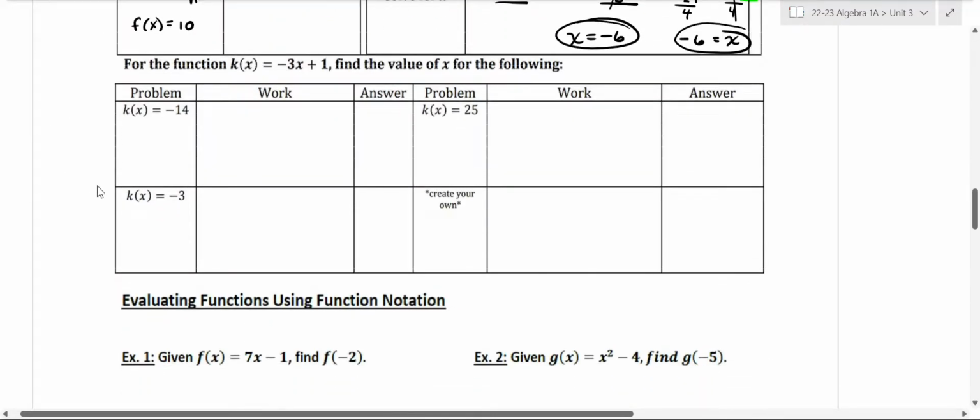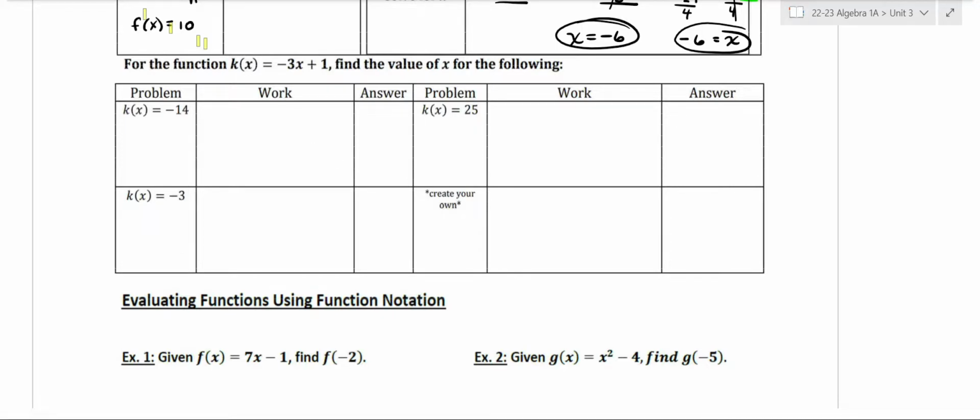All right, shall we practice this? We're given that k of x is equal to negative 3x plus 1, and we need to find the value of x. All right? So we start by writing the function k of x equals negative 3x plus 1. We know that k of x is negative 14. K of x is right here. So this is negative 14. Remember, we're not given x. We're asked to find x.